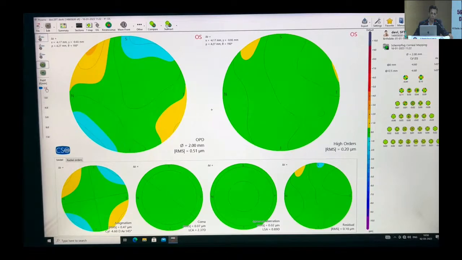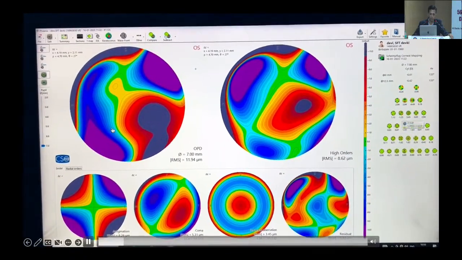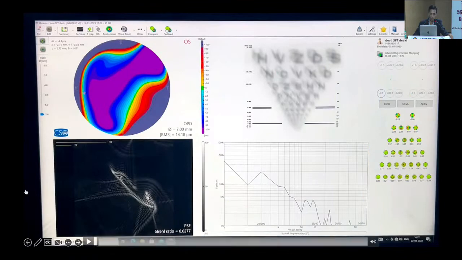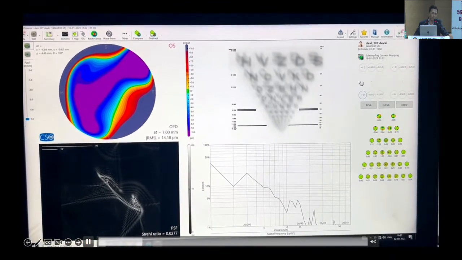If you reduce the size of the pupil, say from 7 to 2 millimeters, the corneal wavefront is quite regular, and it will project a less distorted, better image on the retina, and the visual acuity will improve. Now, same in terms of visual simulation.